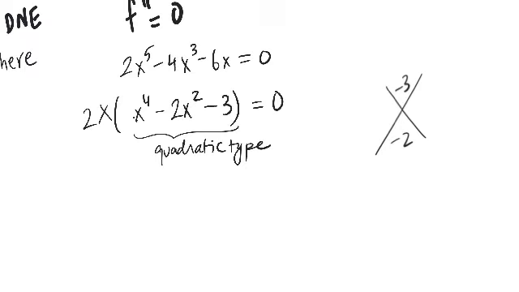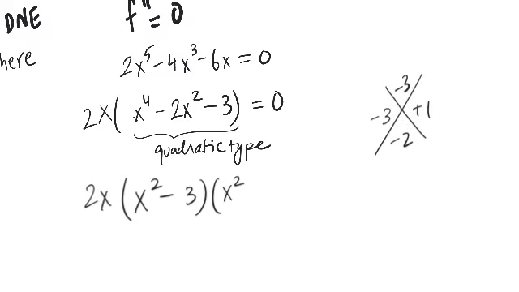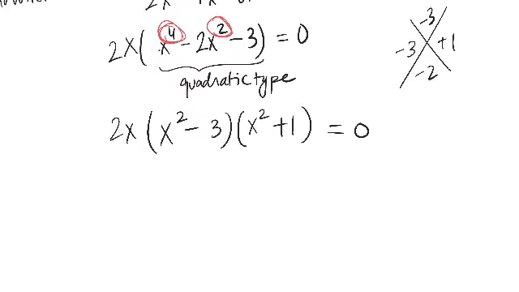I need two numbers that multiply to -3 and add to -2, so those will be -3 and +1. And so this is going to boil down to 2x times x squared minus 3 and x squared plus 1, right? X squared because I don't have x squared and a number. I have x to the fourth, x squared and a number. It's the quadratic type factoring. Okay, and so then I'm ready to find the roots.